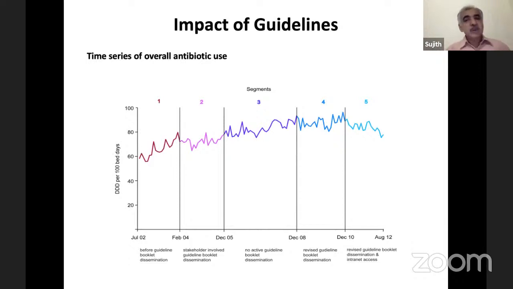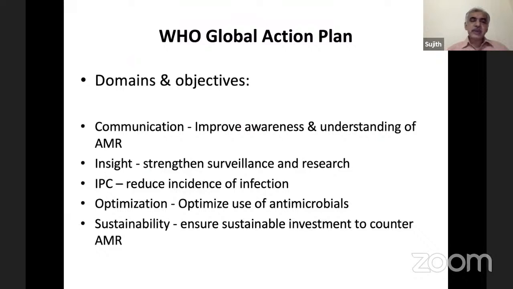So it can work, but not all hospitals have computers. Not all hospitals will be able to have cooperative departments or people willing to just look at the evidence and say, hey, we should do something about it collectively. So there are lots of challenges when it comes to guidelines, whether it's hospital guidelines, state guidelines, national guidelines or even international guidelines. So we cannot rely only on guidelines, though we can help to bring down the overall antibiotic use. And that's why we need to look at the WHO Global Action Plan and of course India's National Action Plan also, where there are five domains which are important.